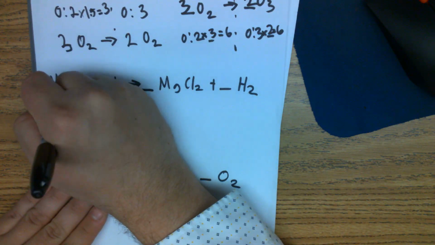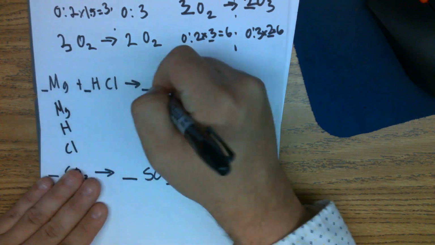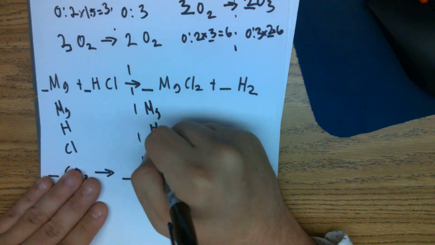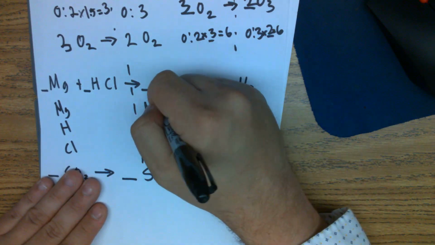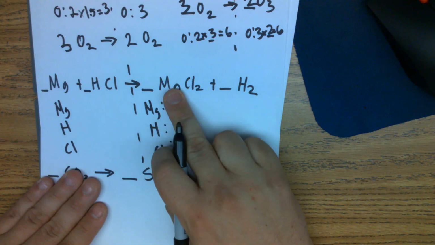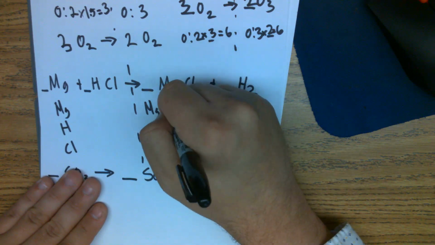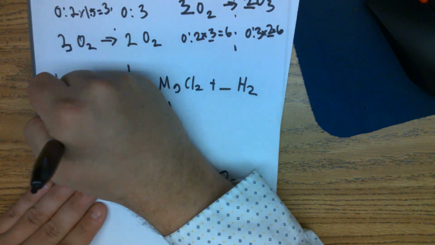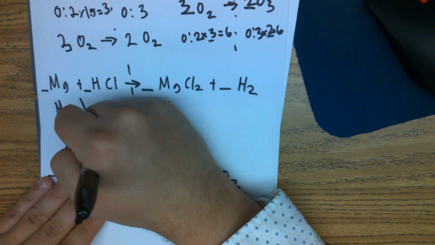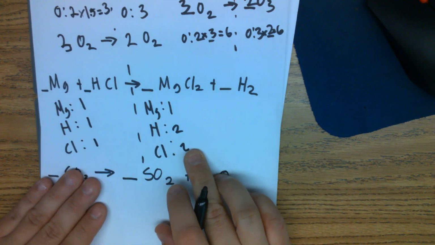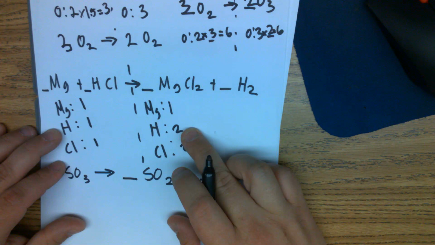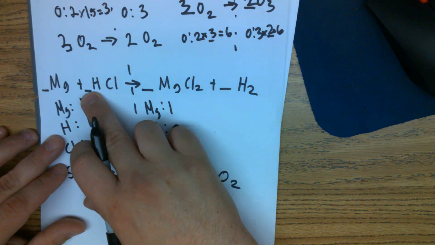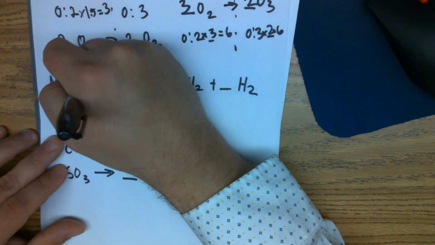Here we have Mg, H, and Cl. On the other side, Mg, H, and Cl. Okay, if we're counting this up, Mg is 1, 2, and 2. On this side here, we have 1, 1, and 1. So if we look at this one here, it's pretty simple. The only thing that we need to change is the H and the Cl. And when we change one, we're going to change both of them. So to make both of these 2, we'll put a 2 in front.